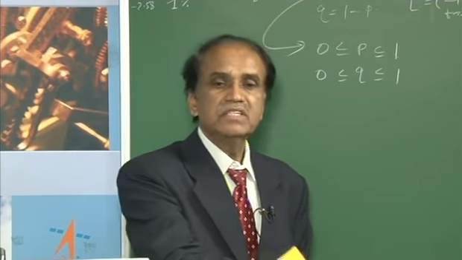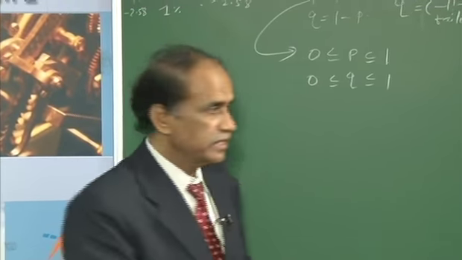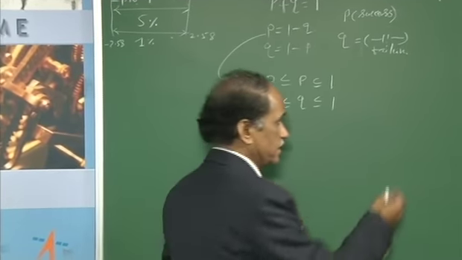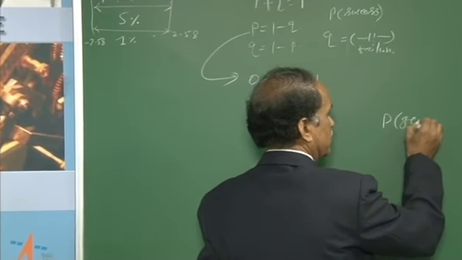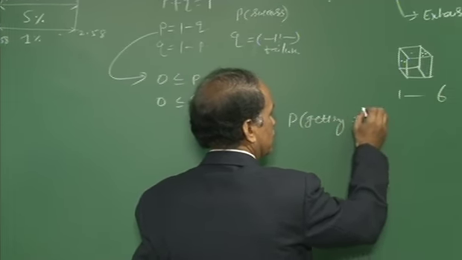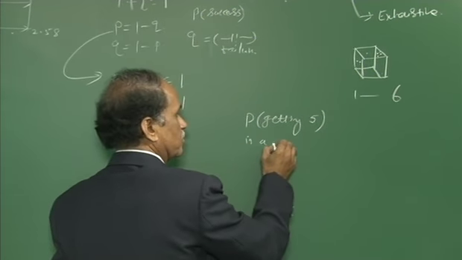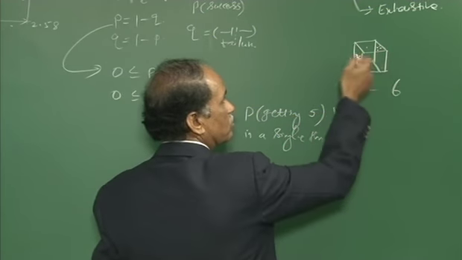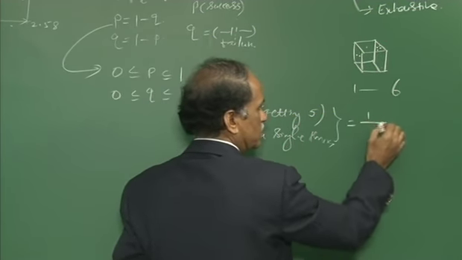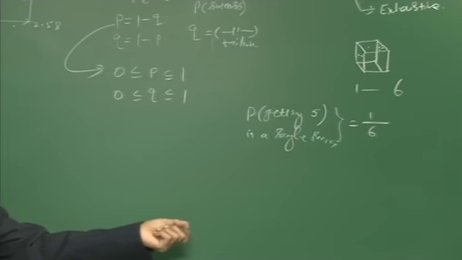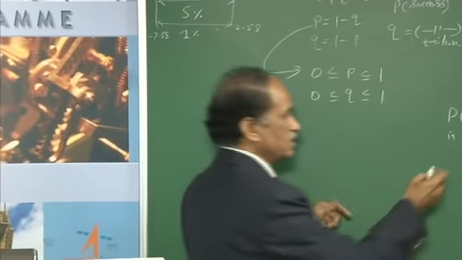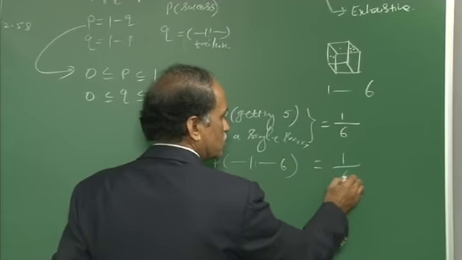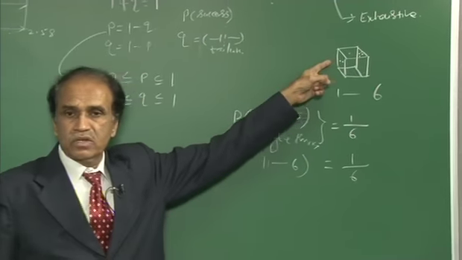Then I am throwing this die 9000 times. Yes, what is the probability of getting 5 from this die? That means P of getting 5 in a single throw is equal to how much? Out of 1 to 6, it is 1 divided by 6. Similarly, P of getting 6 is also 1 by 6 in a single throw of a die.